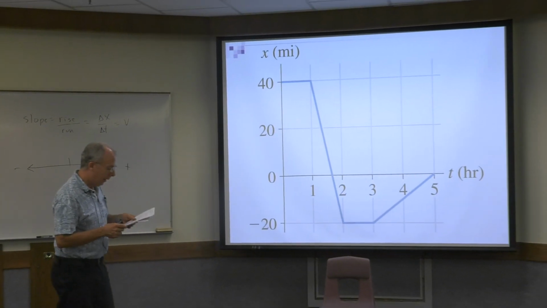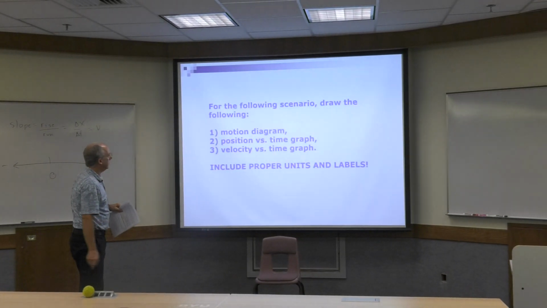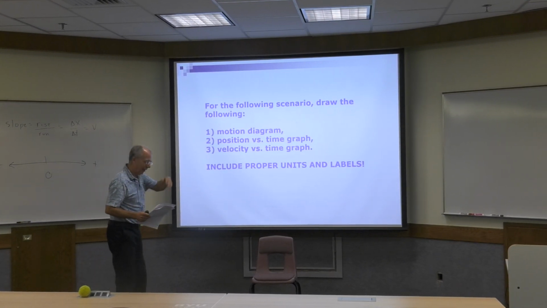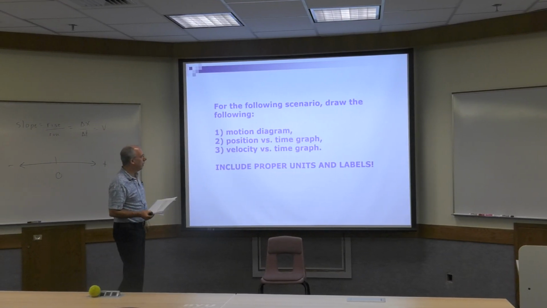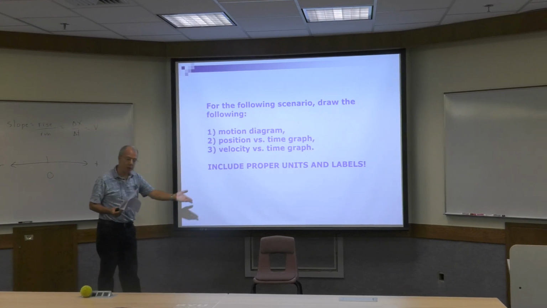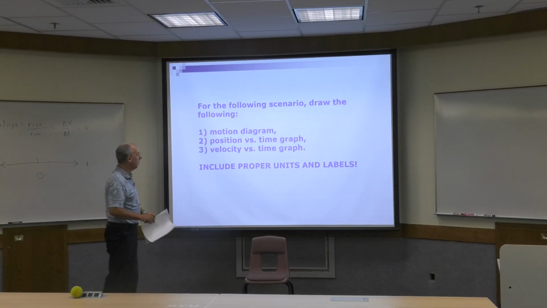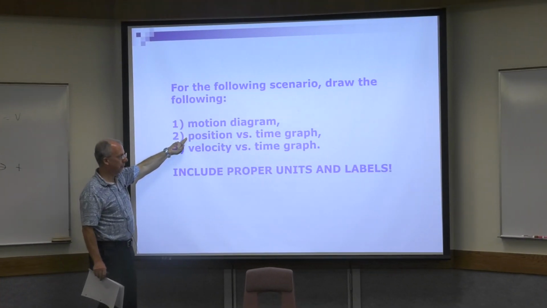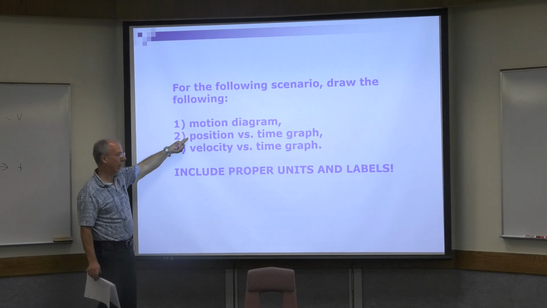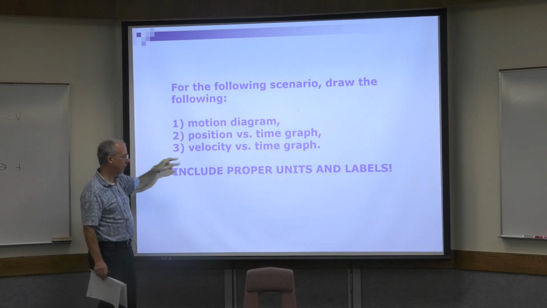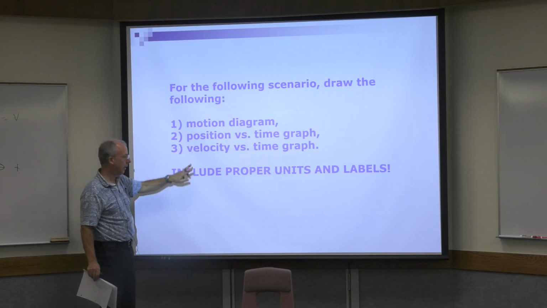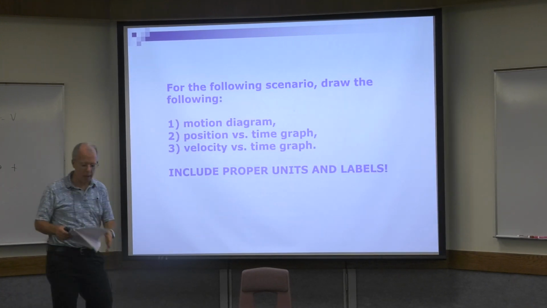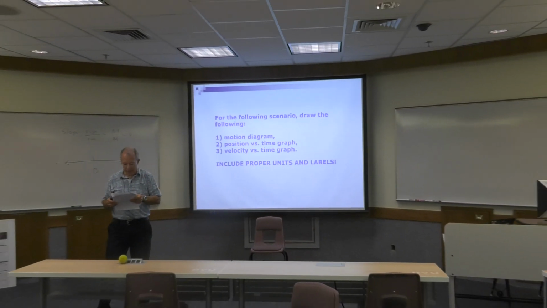Now, I'm going to walk across the room in a certain way. And what I want you to do is, after I walk across the room, pause the video and draw a motion diagram and a position versus time graph, which is just what we talked about. Then you should be able to figure out a velocity versus time graph. And I want you to include proper units and labels. So do a good job. All right? Okay, let's see.